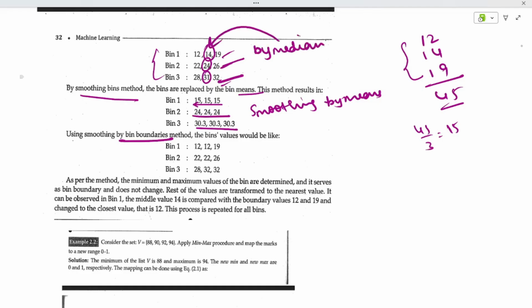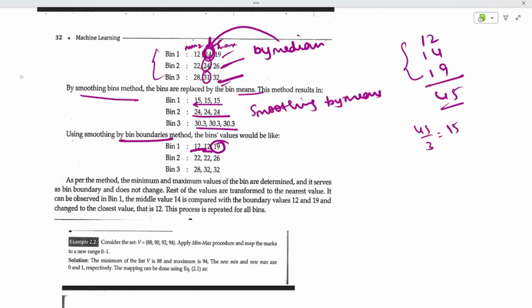Next is the third step, you can do it by boundary. Boundary means the bin value is replaced by the closest bin boundary. The min and max values are the boundaries. In 12, 14 and 19, this is the minimum value and this is the maximum value. The difference between 14 and 19 is 5, but between 14 and 12 the difference is 2. So you will replace it by 12, 12, and the maximum value will stay the same because you are not replacing that value.